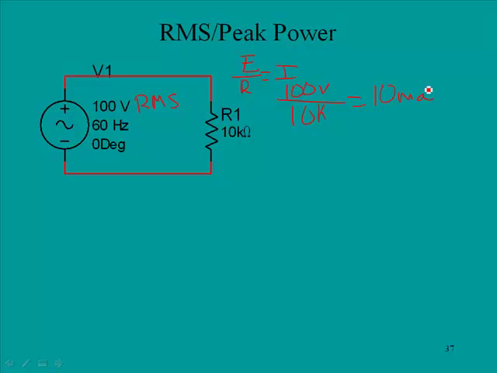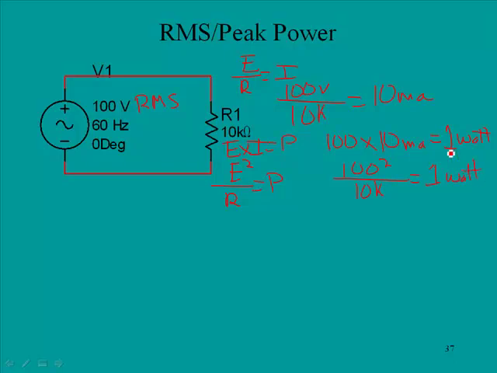And when we did power we said that voltage times current equals power, and we also said that voltage squared over R would also equal power. We could use either formula. At any rate, let's calculate the power. If we have 100 volts times 10 milliamps, we're going to get 1 watt. And if we took 100 squared divided by 10K, again we would get 1 watt.